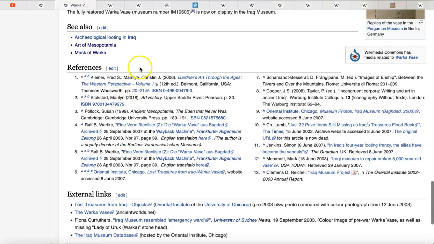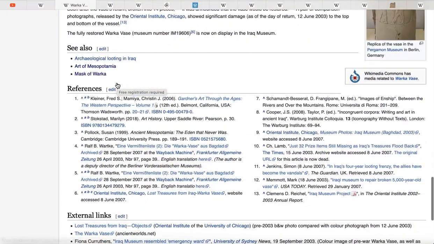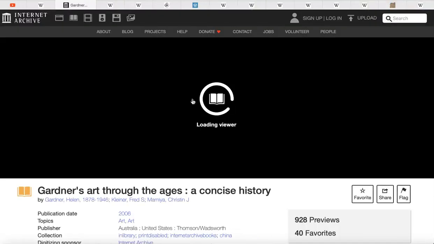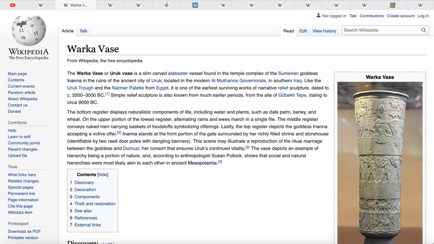They've even, for the love of Pete, look at this. For this particular article on the Warka Vase, they've included Gardner's Art Through the Ages. Well, well, well, I'm tempted to click on this. Let me just go ahead and do it, see what happens. Archive.org. Well, what do you know? Who'da thunk? I wouldn't have thunk, not in a million years. But there they did it. And let me click back.